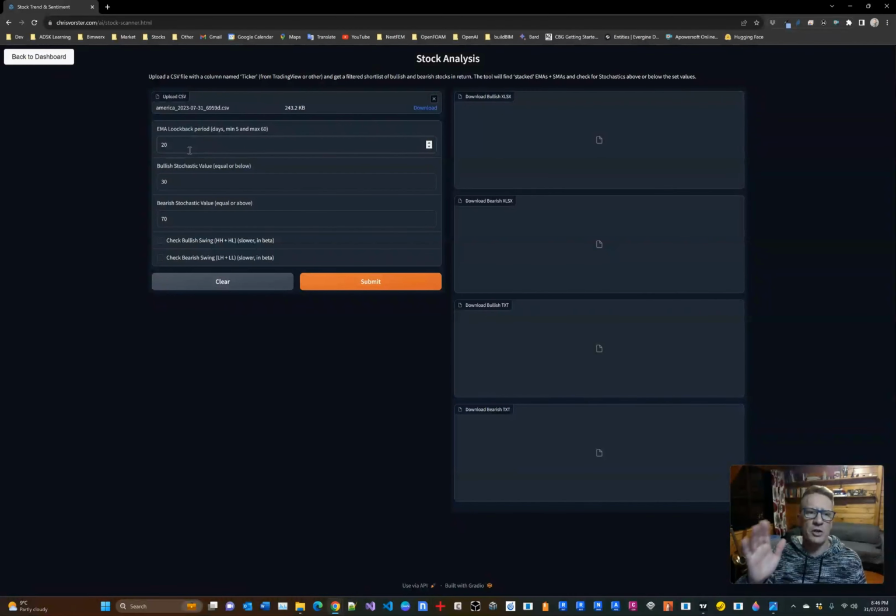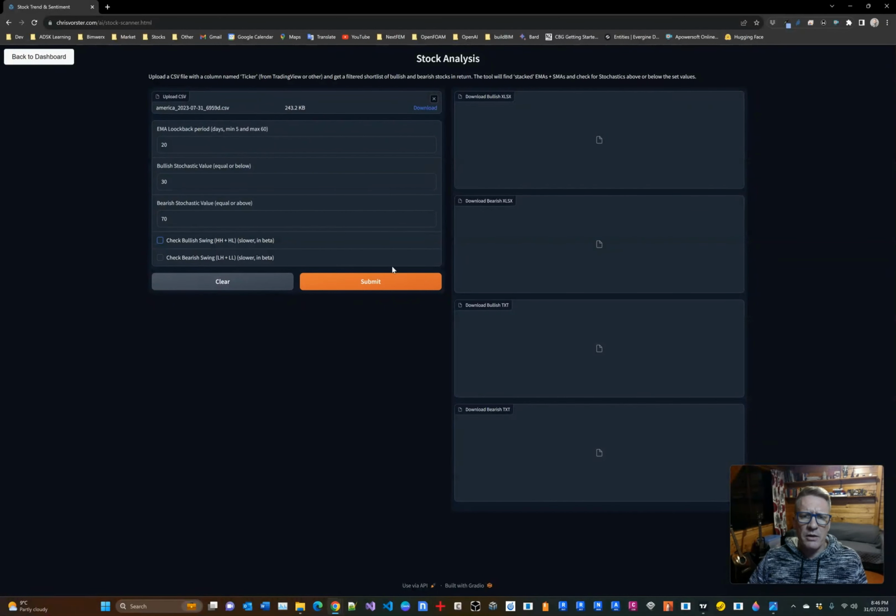chronologically, either in a bullish fashion or a bearish fashion, as long as they don't cross over. And then also we want to see that the stochastic value is below 30, equal to or below 30 for bullish stocks, and that the bearish one is equal to or above 70. You can optionally also select this check for bullish swing higher highs and higher lows, or for bearish lower highs and lower lows. It's kind of in beta. I'm trying to test this theory and how it works in detecting trends and trying to draw that out. I'll explain that a bit later. But for now, I just keep that unchecked so that I don't reduce my list too much with these indicators that I'm still testing.